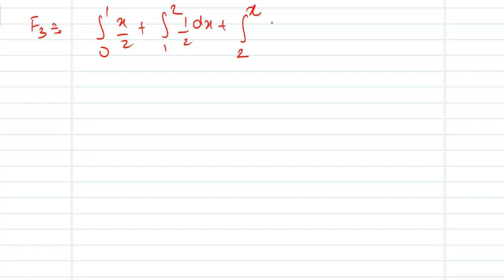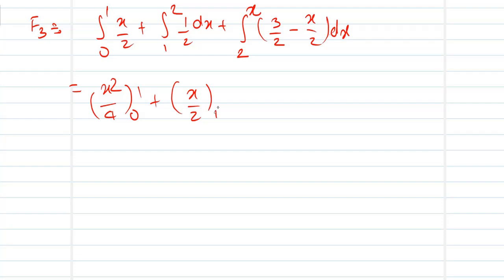f3 is equal to, or the value of f3 will be, integral 0 to 1 of x by 2, 1 to 2 of 1 by 2 dx, plus integral from 2 to the point x. The function to be integrated is 3 by 2 minus x by 2 times dx. So now this gives me x square divided by 4 between 0 to 1, x by 2 between 1 to 2, 3 by 2 x minus x square by 4 between the limit 2 to x.